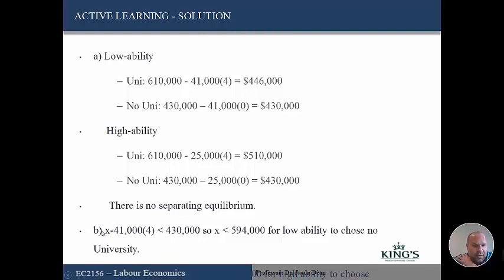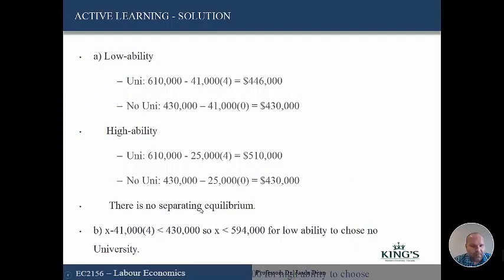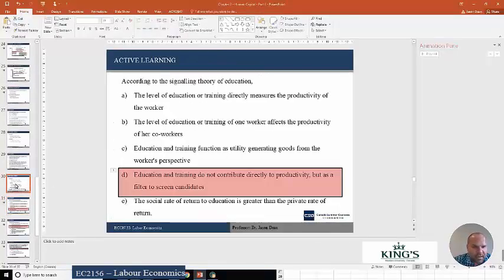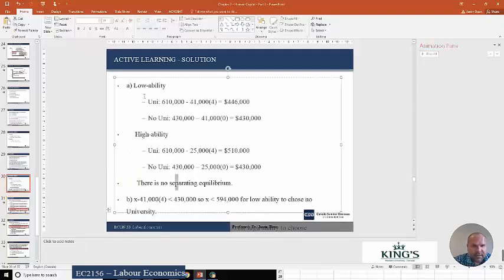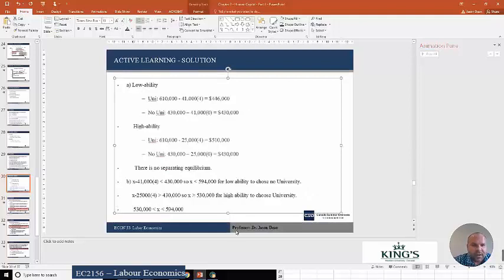Okay, and if we work this out, we get that X has to be less than 594,000. Okay, so if X is less than 594,000, then low ability workers will choose no university. Okay, and let me just go back here for a sec and let you see the answer to the second part there. The fonts are a little too large.